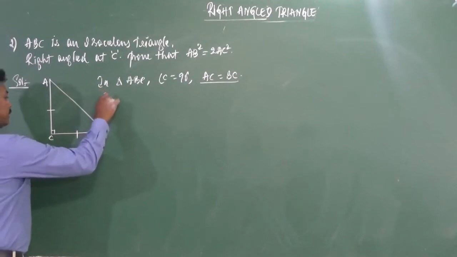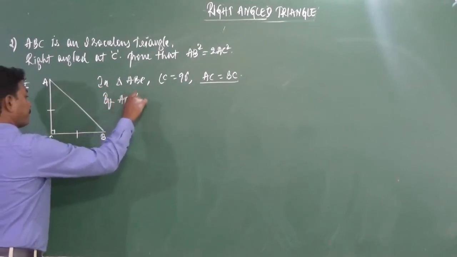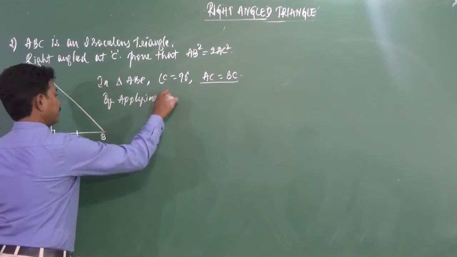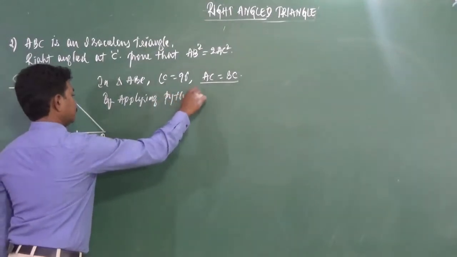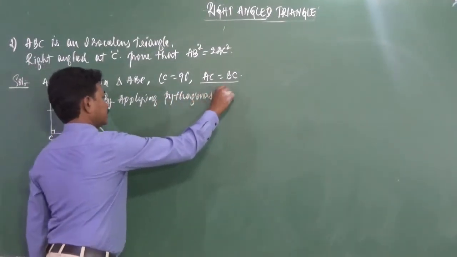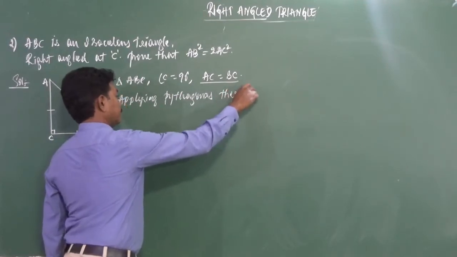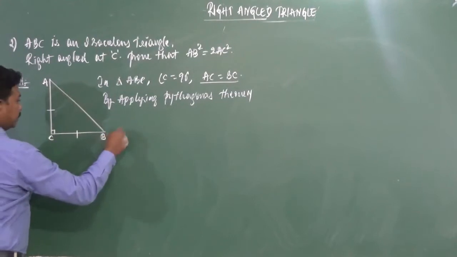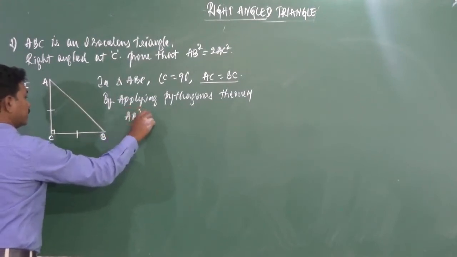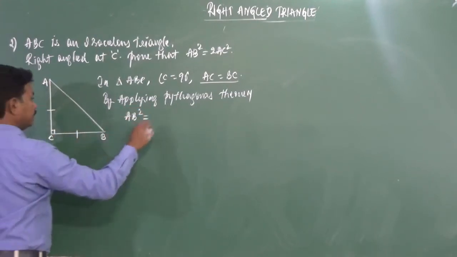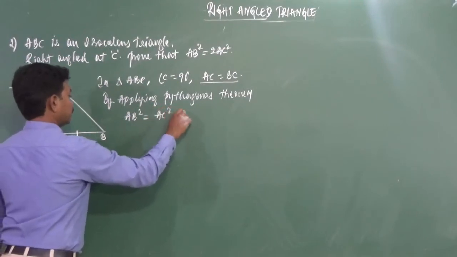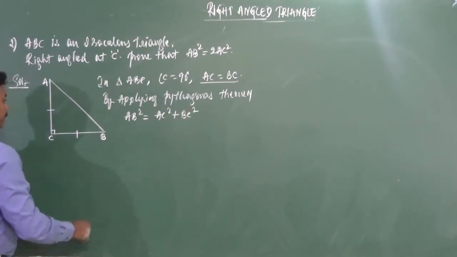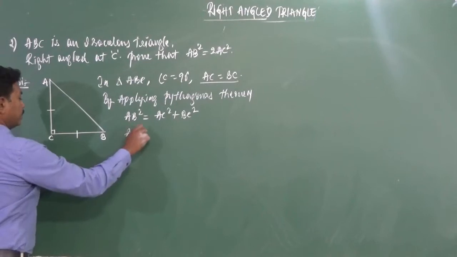So by applying Pythagoras theorem, we get the result. The side opposite to the right angle is the hypotenuse, that is AB square is equal to AC square plus BC square. So AB square we will keep like that.